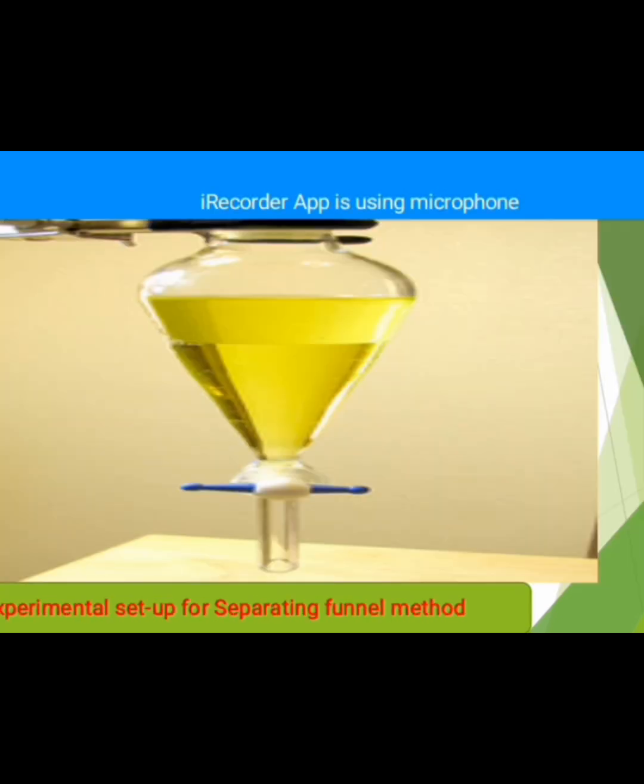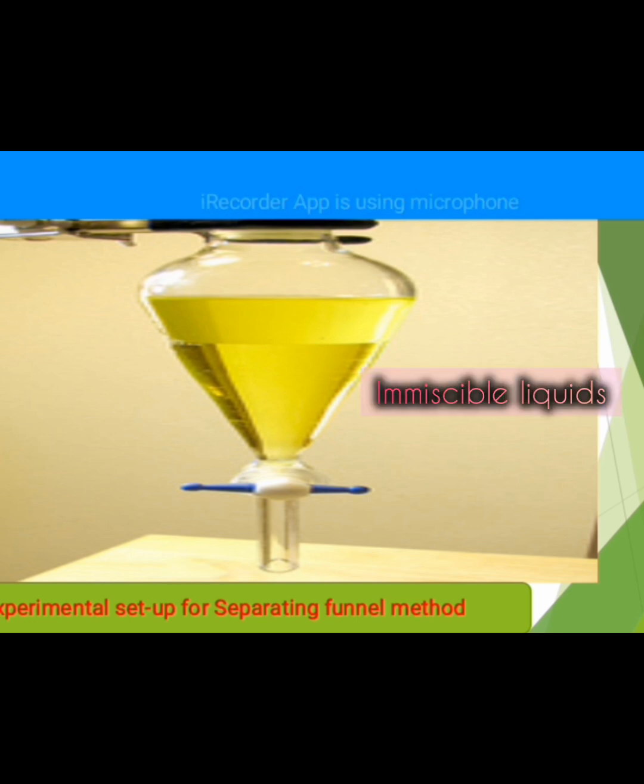Next slide. This is called the separating funnel method. This was done in the lab some time ago with you. This technique is used to separate a mixture of two immiscible liquids. By immiscible, we mean liquids that cannot mix. For instance, when I have water and kerosene, or water and oil. Now oil is lighter than water, water is denser than oil.